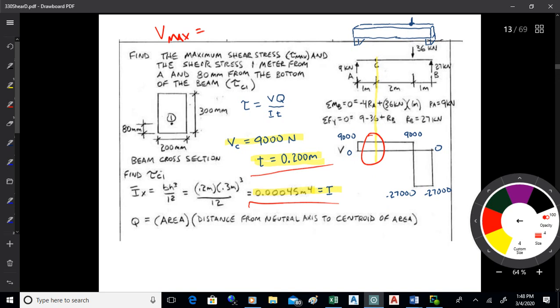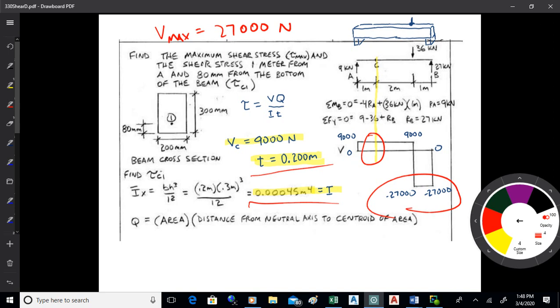we've got it right there. Even though it's negative, it's still a maximum. So I usually don't bother so much with signs on shears. So that'd be 27,000. Okay. So what we got there is we've got VQ, we got V, I, and T. I is just the moment of inertia of the cross section of the beam. The last thing to get there is Q. Now what Q is the area that would shear off times the distance from the neutral axis to the centroid of that area.